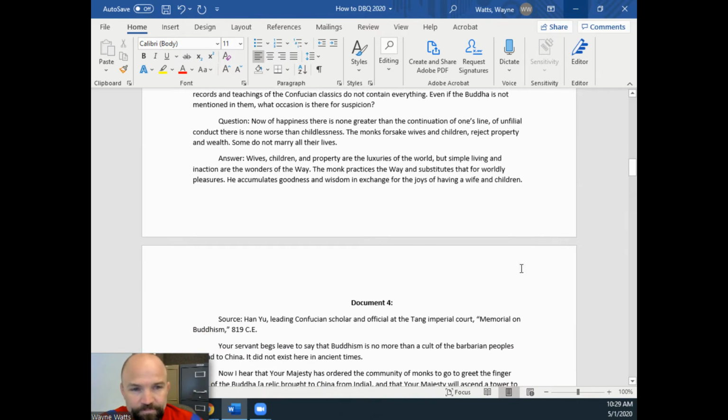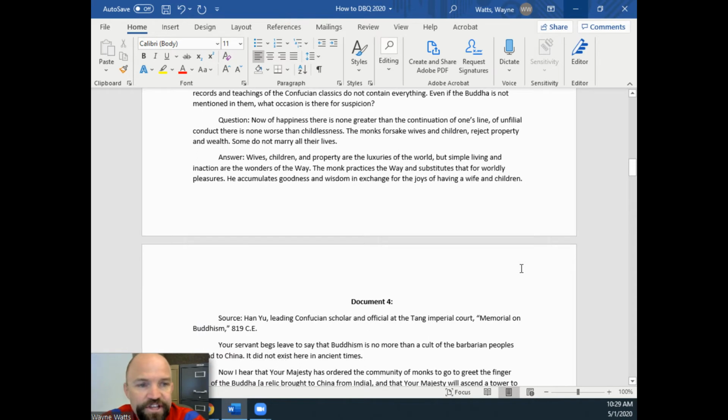Question: now, of happiness, there is none greater than the continuation of one's line. Of unfilial conduct, there is none worse than childlessness. The monks forsake wives and children, reject property and wealth. Some do not marry all their lives.